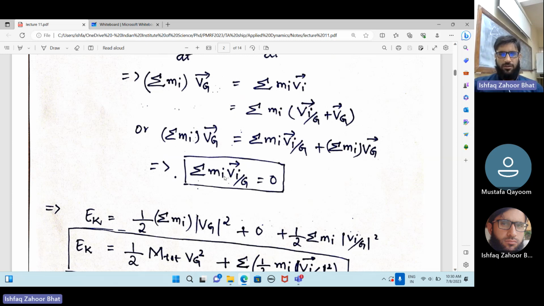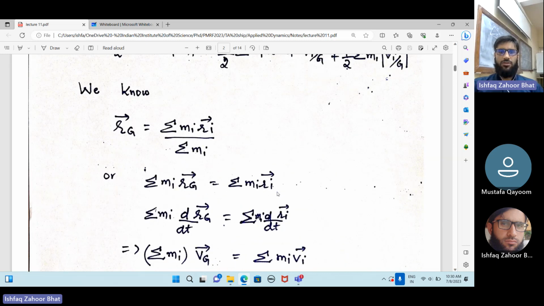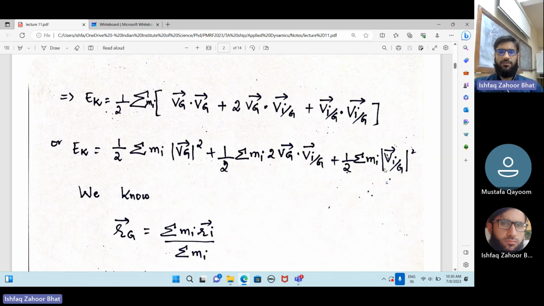I think we have proved it before, but from here you can also see that if you see this term and this term, these are similar, so they cancel out, and the only term which remains here is the summation of mi Vi with respect to G, and that is equal to 0. So coming back to this expression, the summation of mi Vi with respect to G is 0.